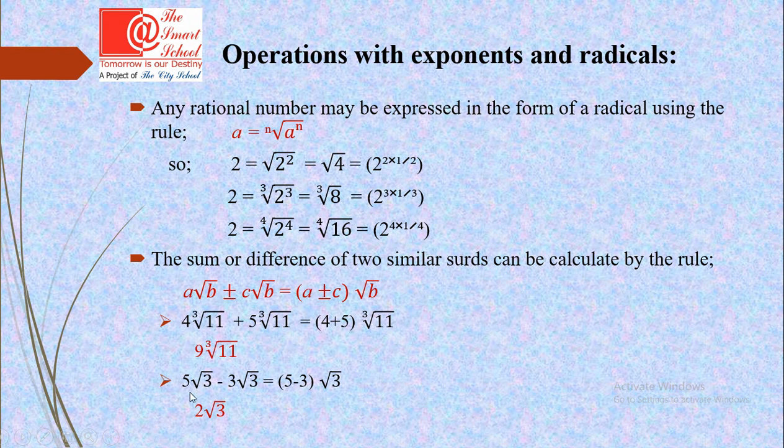Now in subtraction, 5 times 3 radical of order 2, because nothing is written there, it means order 2, minus 3 times 3 radical of order 2. So 5 minus 3 is 2, and then 3 radical of order 2 is the answer.